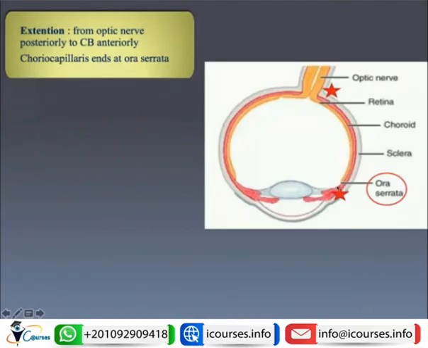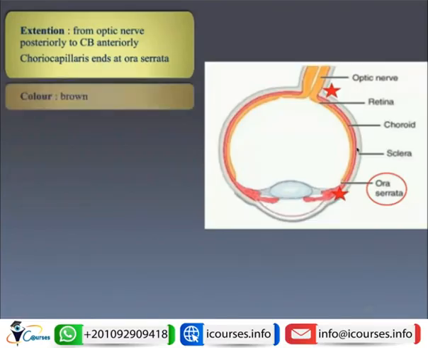So here we have one exception. There is one layer in the choroid called the choriocapillaris that does not end at the ciliary body, but it ends at the ora serrata. So this is very important and a very hot topic in the exam, usually asked: the choriocapillaris does not end at the ciliary body, but ends at the ora serrata.